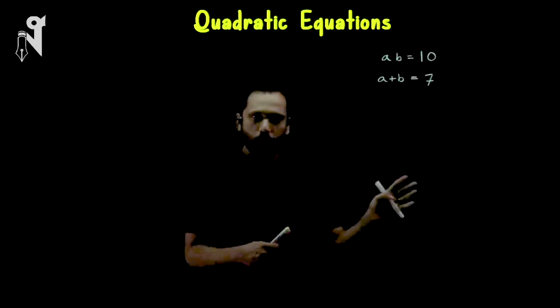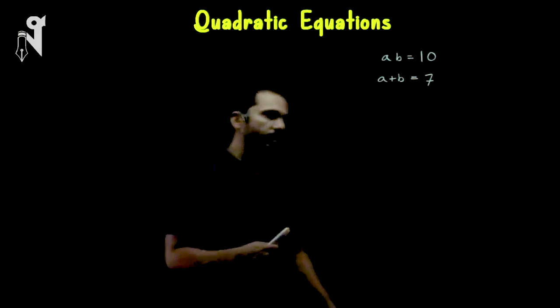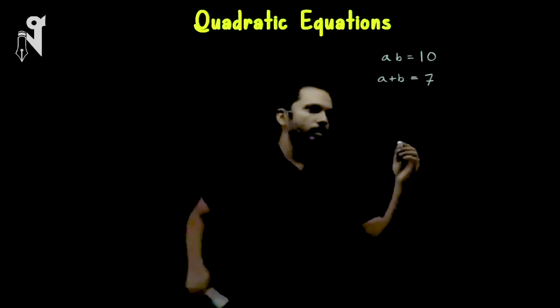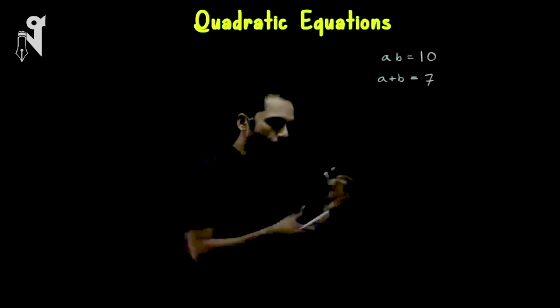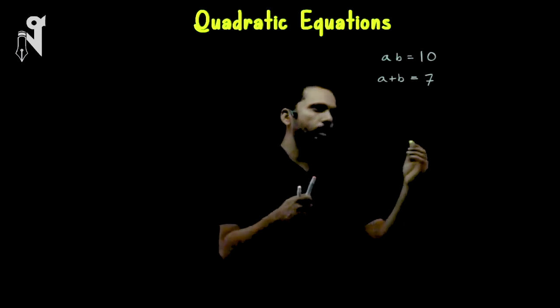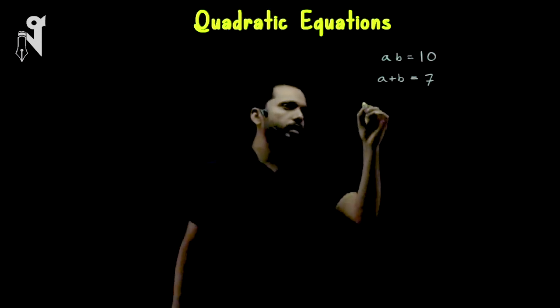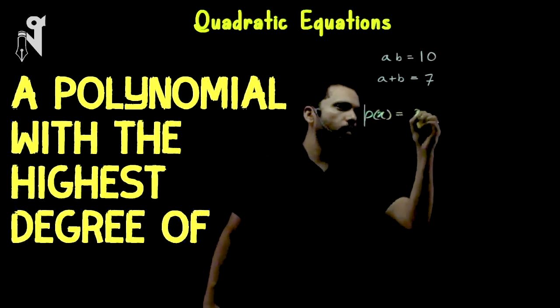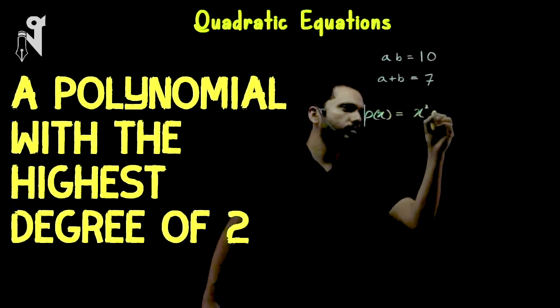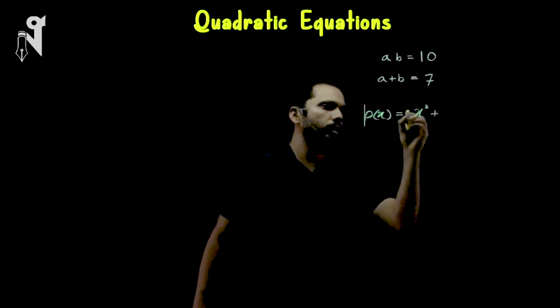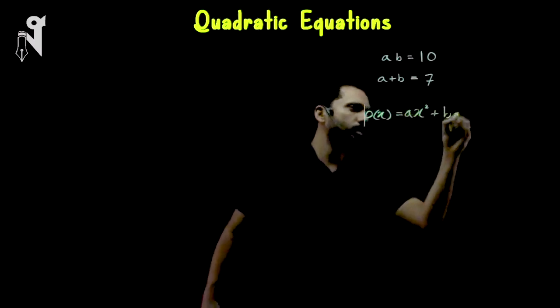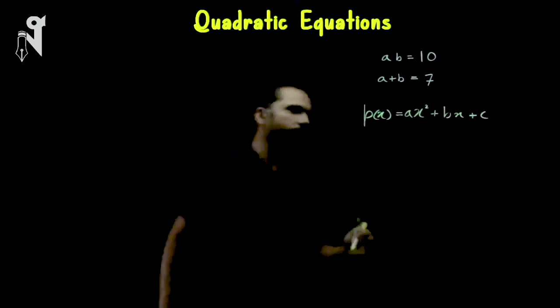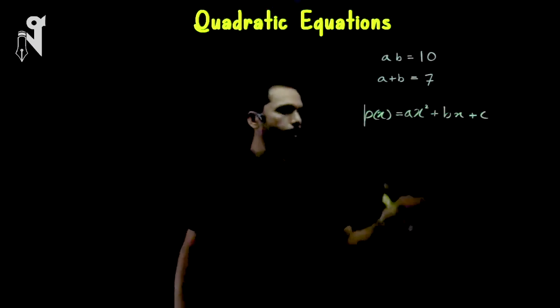So we already know what is a quadratic equation, but a very quick recap. So before going on to the quadratic equation, we'll just recap what is a quadratic polynomial. A quadratic polynomial is a polynomial with the highest degree of 2. So if I write a general one, it will be ax square plus bx plus c. That's a polynomial. That's a quadratic polynomial.